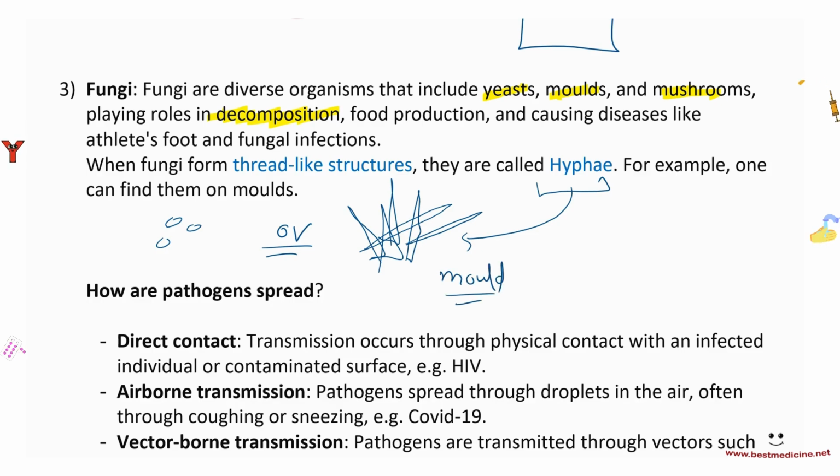So either a fungus exists as a yeast form, which is unicellular, or it can exist as a mold form, which means that it contains these thread-like structures called hyphae.